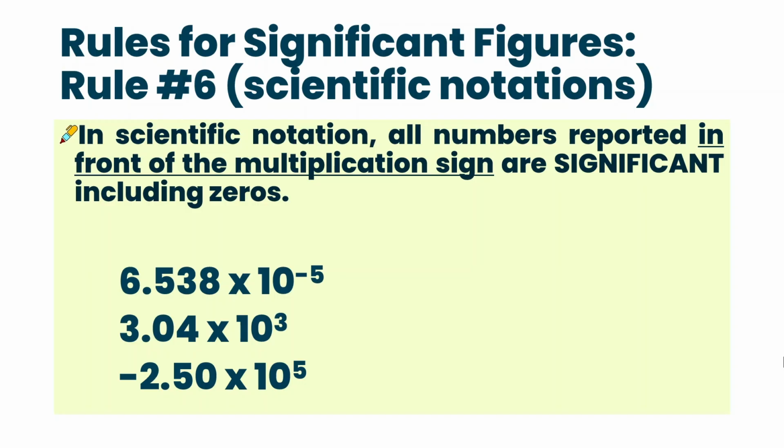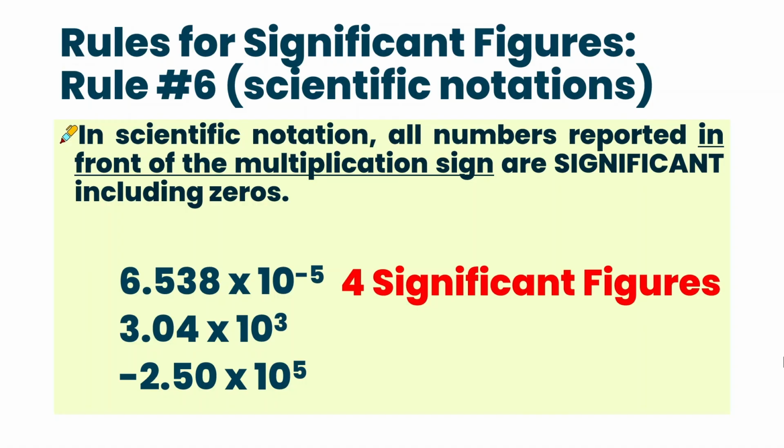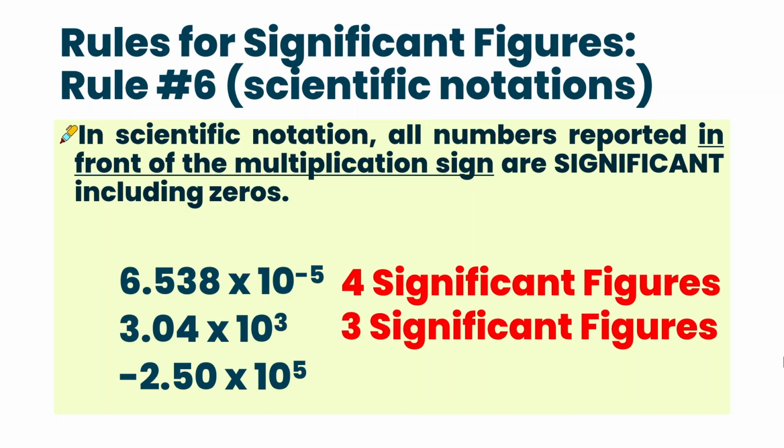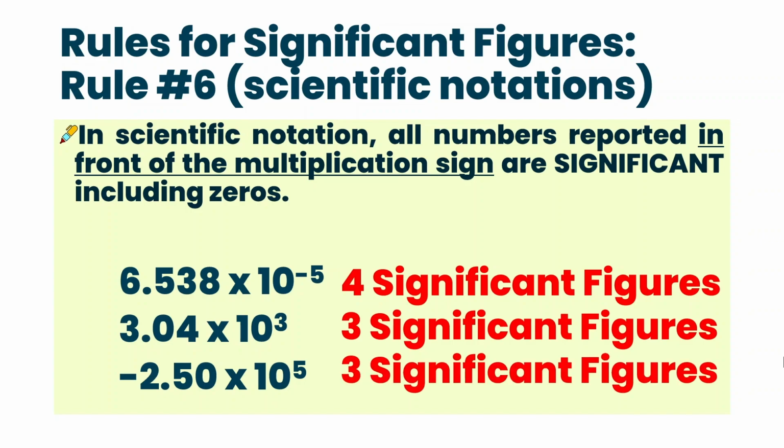Okay, for example, 6.538 times 10 raised to negative 5, we have only four significant figures. You must not include in counting the multiplication sign and the 10 raised to a number. This is also the same rule that applies to the following numbers after it. 3.04 has three significant figures. Negative 250 has three significant figures.